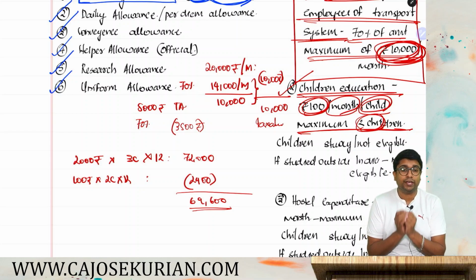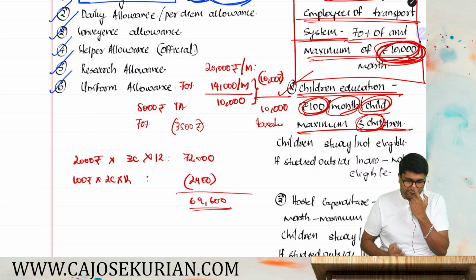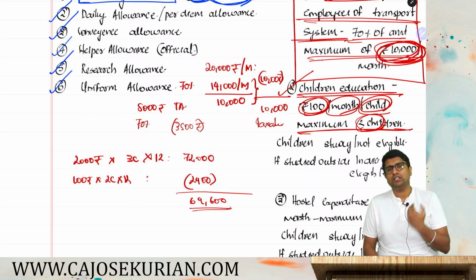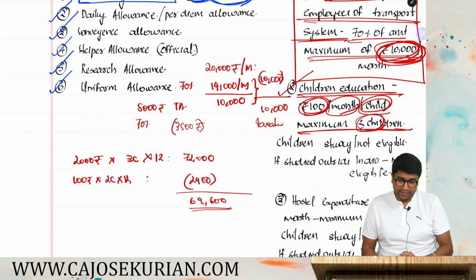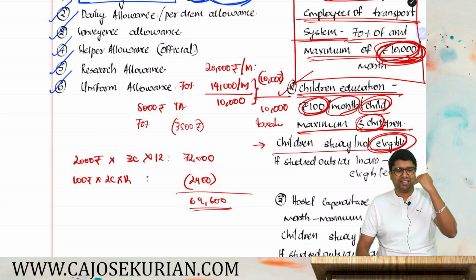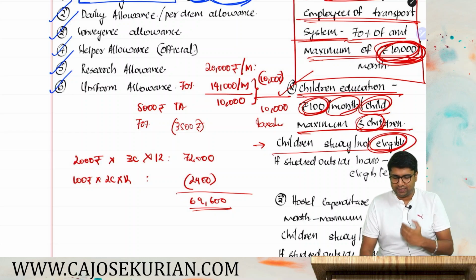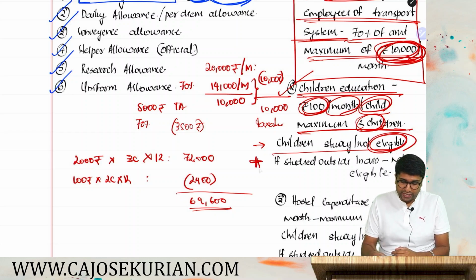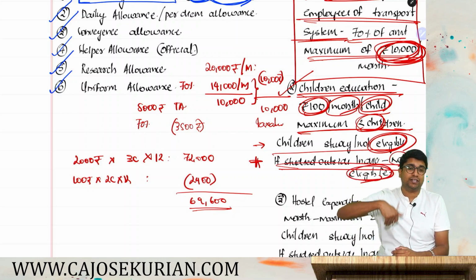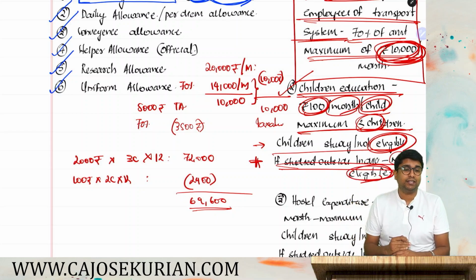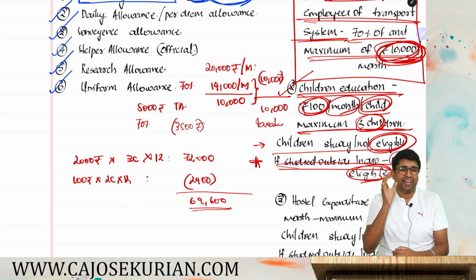If you are an employee who is in receipt of children education allowance, you can claim an exemption of how much? 100 rupees per child per month, that for maximum 2 children. That's what they are saying. Now, this exemption you can claim whether children study or not. Whether your children actually study or not, you are eligible for the respective exemption. However, if studied outside India, you are not eligible for the exemption. If your children is actually studying outside India, then you are not eligible for the respective exemption, and that's what the department says.